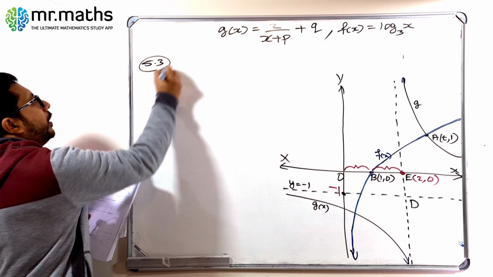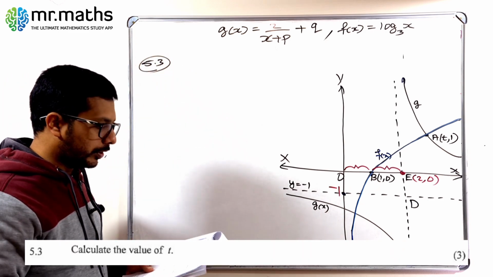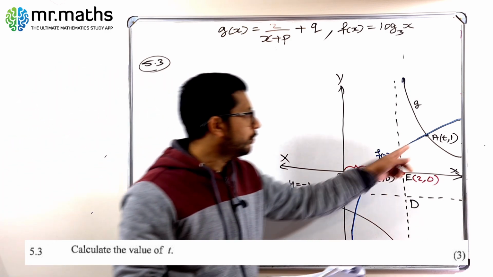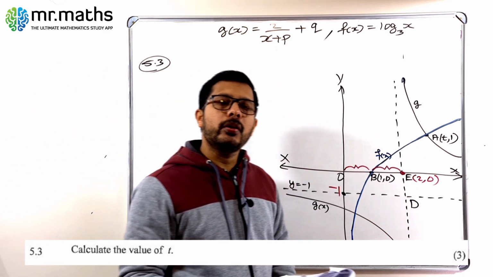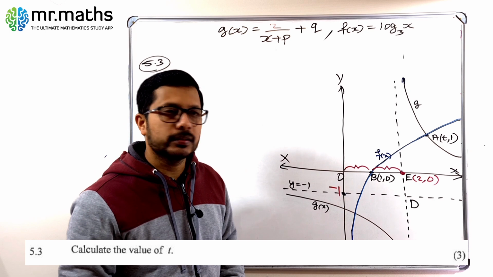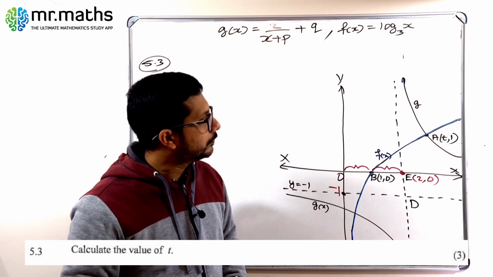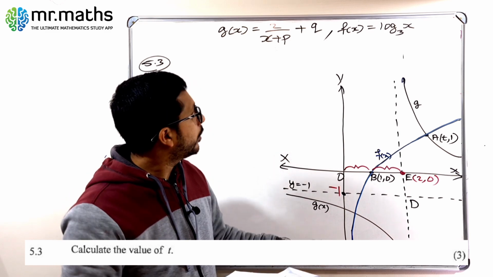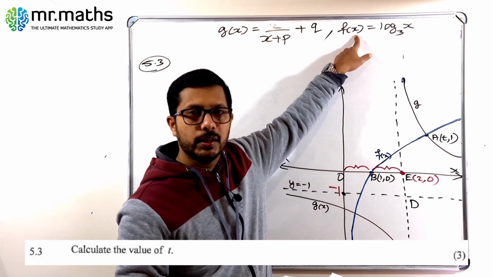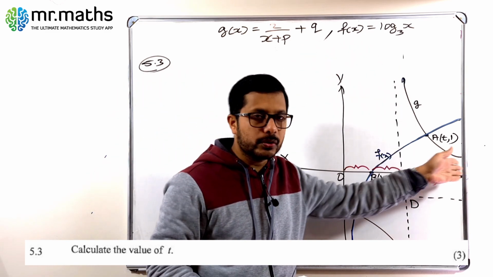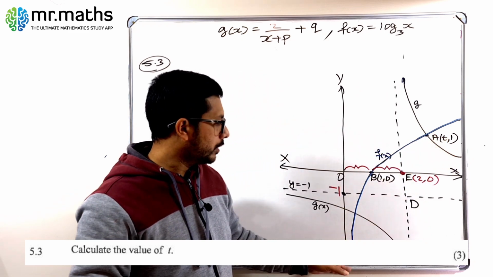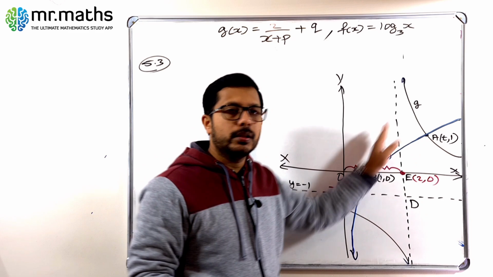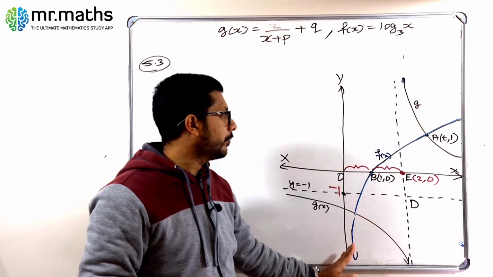Question number 5.3. What is question number 5.3? Calculate the value of t. You have to find the value of this t. How can you find the value of t, guys? That point t is not a point on this f of x graph. Of course, it is a point on g of x also. Okay, so let's consider the simple one. That point t is a point on this logarithmic graph, this f of x graph.